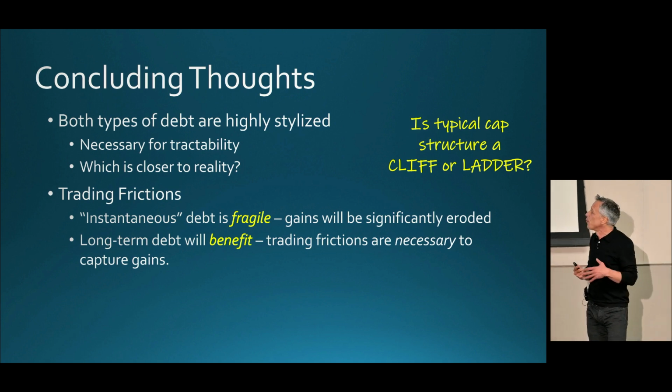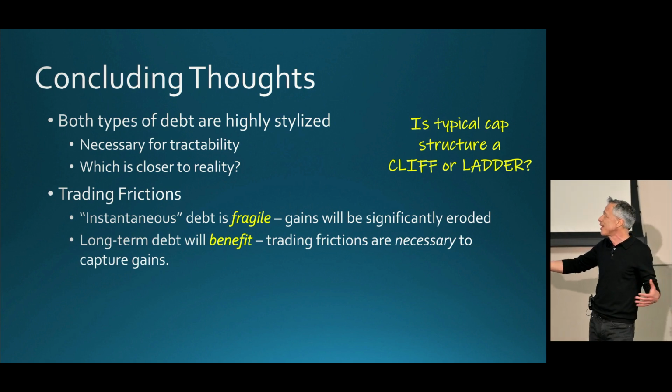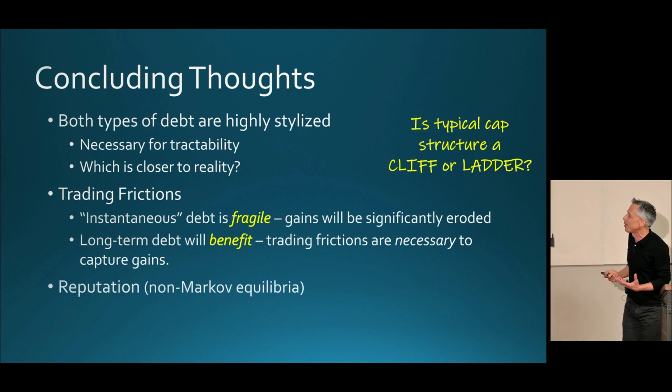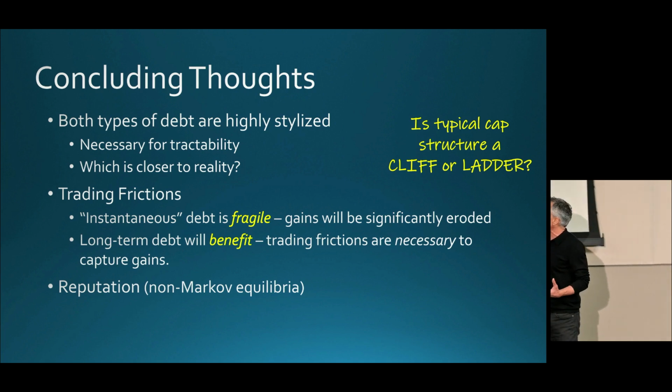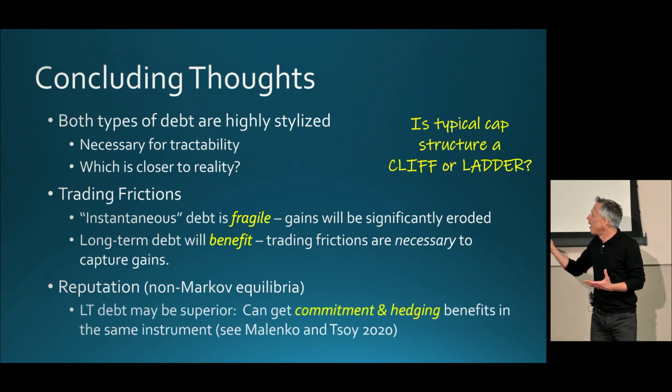I think of the model with Zhigo as sort of looking at the extreme for tractability to understand the dynamics, but of course, in reality, we're not at that extreme. We are capturing some benefits from that long-term debt. They're just limited.